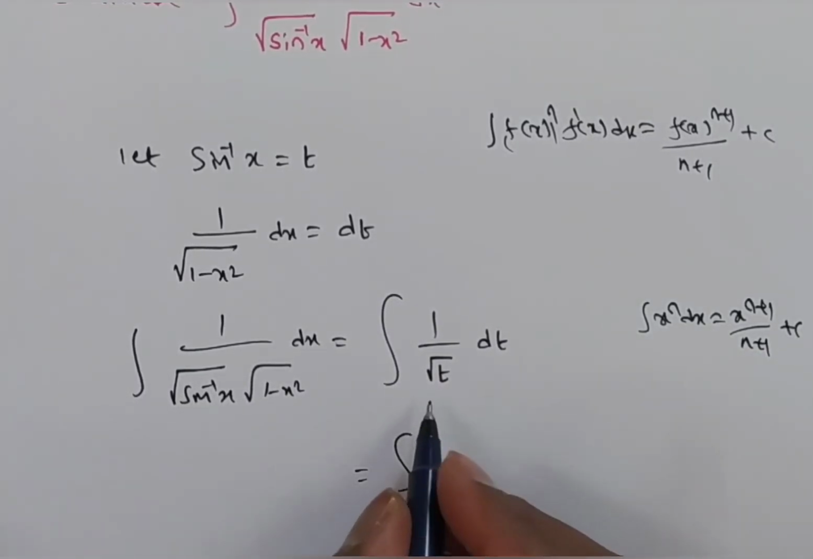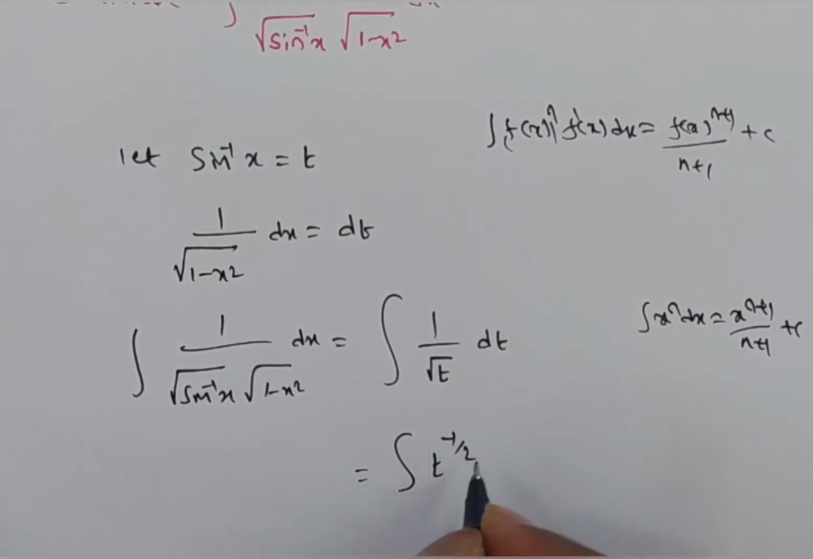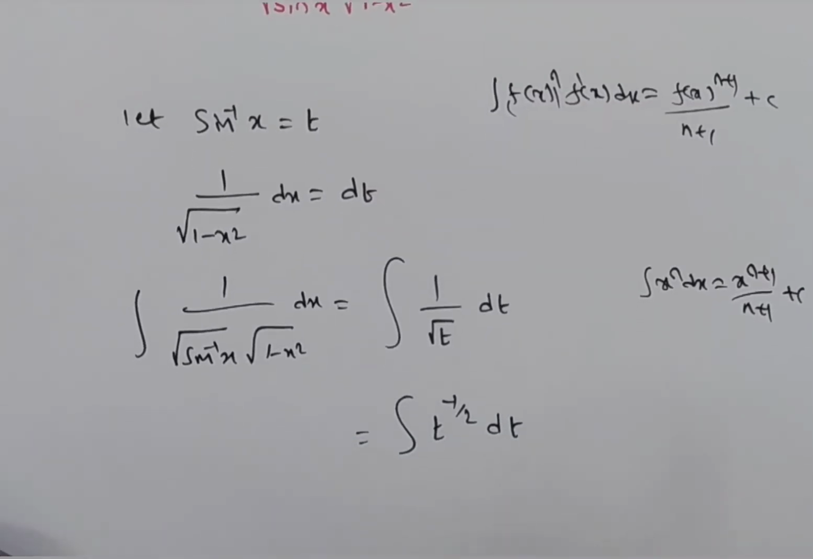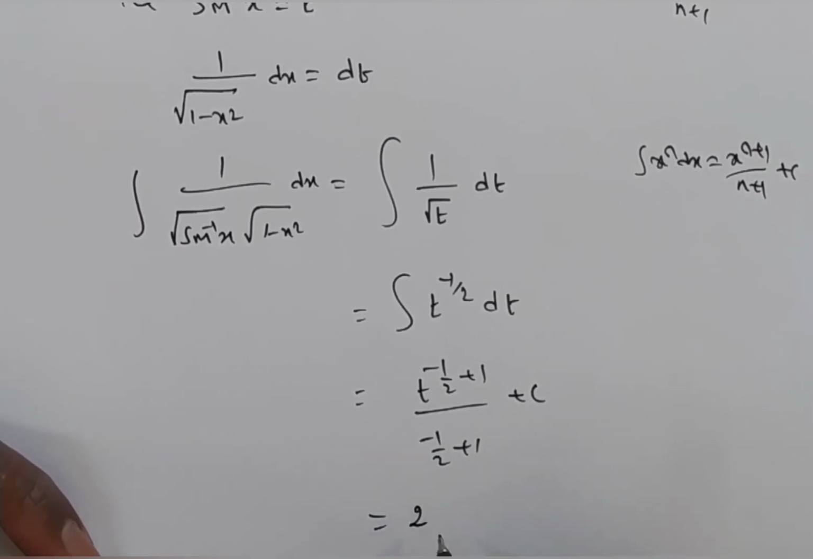So you can write root t as t to the power of 1 by 2, and 1 by t power 1 by 2 you can write as t to the power of minus 1 by 2 dt. Then this integration is t power minus 1 by 2 plus 1 by minus 1 by 2 plus 1, plus c. Nothing but this is half in the denominator, so you can write 2 times t power 1 by 2.